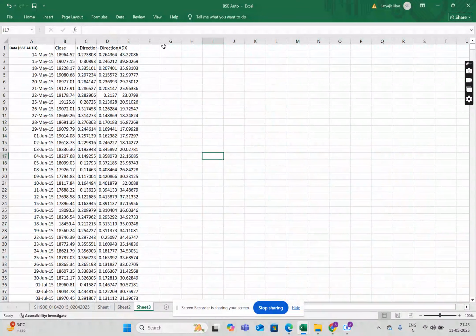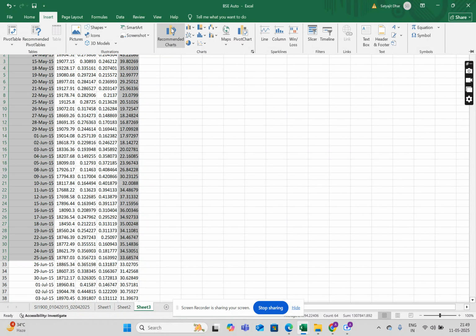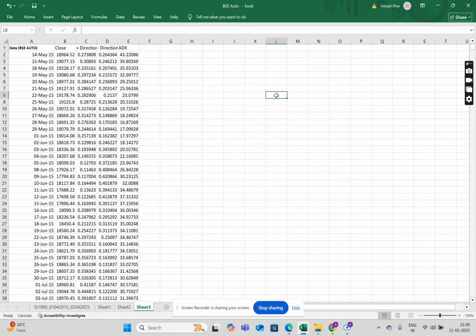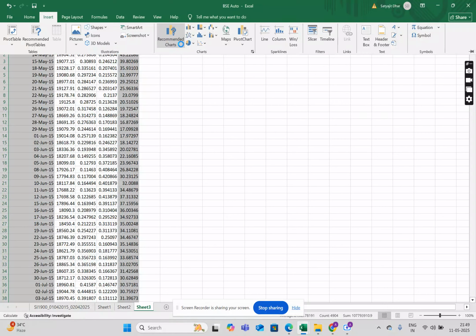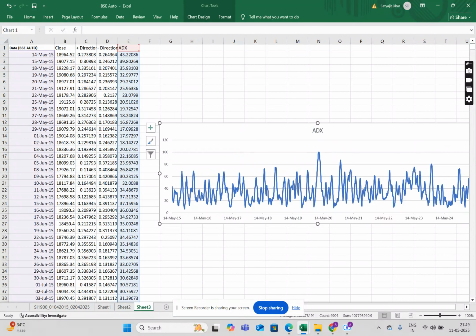Okay, so let's plot it. It's easier to plot if it is for shorter dates, so I'll just choose short values. This is very short. Okay, wait. First, let us look at the ADX. For ADX we can actually see longer periods. So insert recommended charts. Let's go to this chart, and let me just expand it.